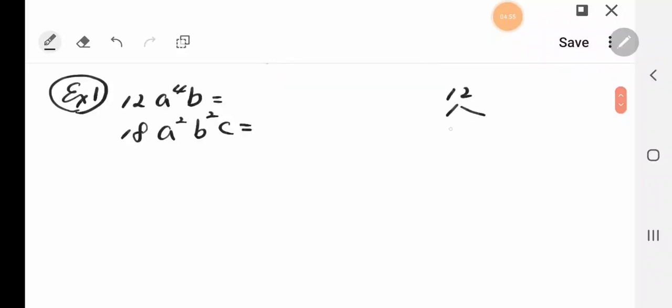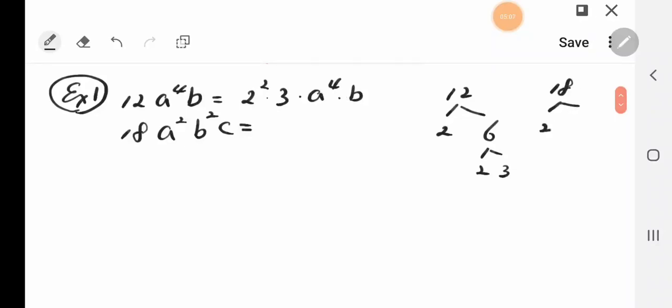12 can be written as 2 times 6, 2 times 2 times 3. So this will be 2 squared times 3, and then a to the 4th power and b. And 18 is 2 times 9. 9 is 3 times 3. So this is 2 times 3 squared times a squared b squared times c.